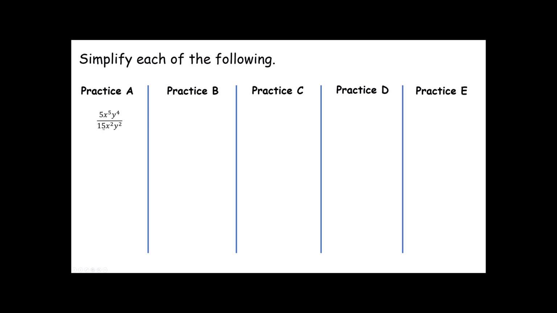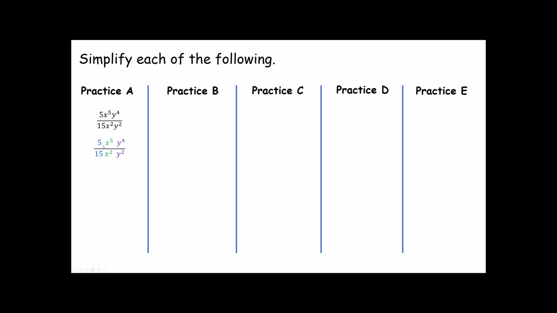On the bottom, I've got a 15, 2 x's, and 2 y's. But I can use the same strategy for solving something that looks like this. Here's what I'm going to do. I'm going to think of these as distinct parts: 5 and 15, x to the 5th and x squared, y to the 4th and y squared. And then I'm going to go through and simplify each of these parts the exact same way I did on the previous slide.